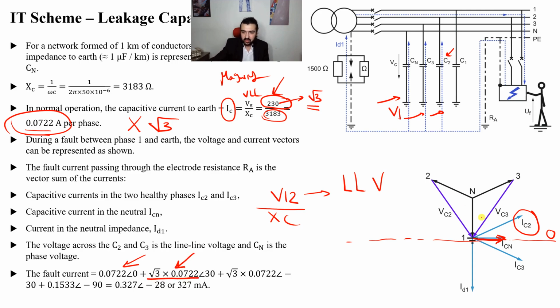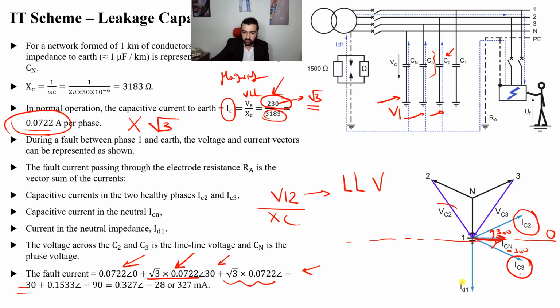Similarly, for VC2, for IC3, it is also line to line because V1 minus V3. So we multiply it by root 3 again. Now for the angles, when we measure this angle here, it will be 30 degrees. When we measure this angle, it will be minus 30 degrees. You can get it from this phasor here: 30 degrees and negative 30 degrees.